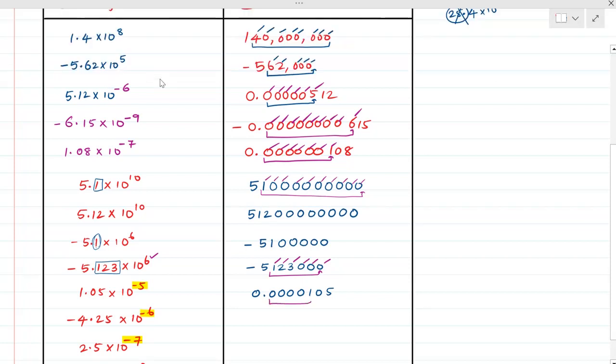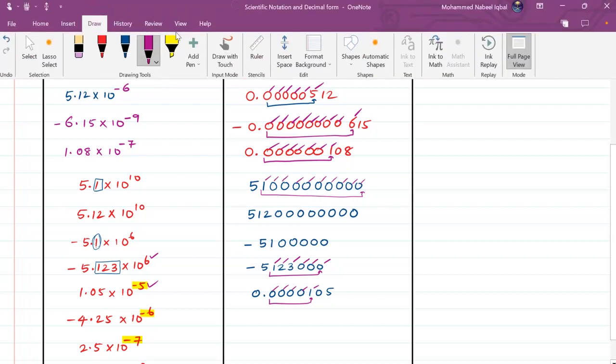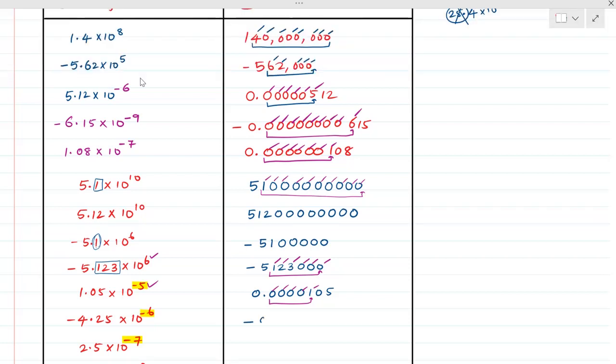So I write this one as 1.05 into 10 to the power 1, 2, 3, 4, 5. It is minus 5. Similarly, the next one, minus 4.25 into 10 to the power minus 6. I write this one minus 0. Why? Because it's a negative power. So it is 0. How many zeros? Therefore, the number starts at the sixth position. 1, 2, 3, 4, 5. The sixth position number starts, 4 2 5.